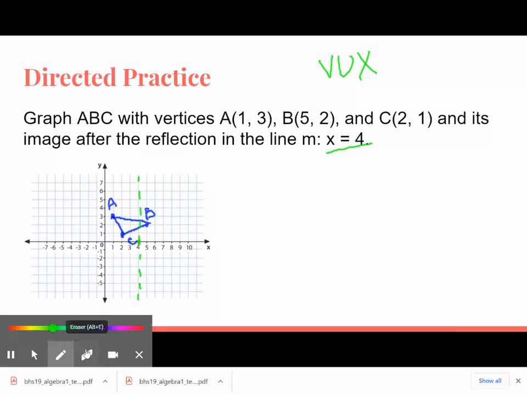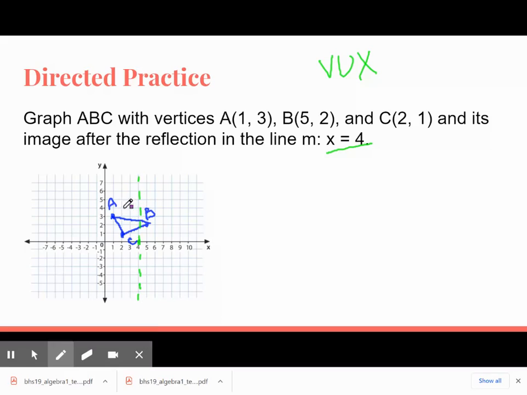Now you need to reflect each point across the line of reflection. So my question is, A prime, I know it would be on the right, but how many units away? 3. So I start at the line and count to the right 3 units, so there's A prime. B prime would be how many units to the left? 1. And what about C prime? 2 to the right.